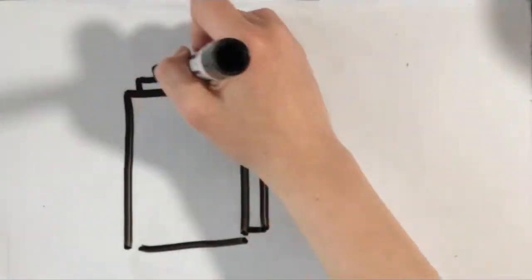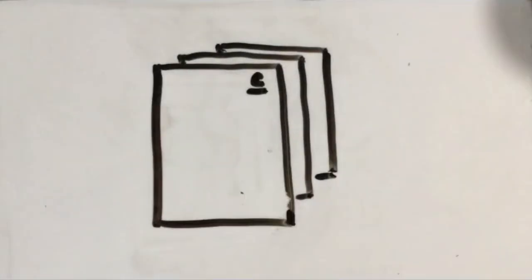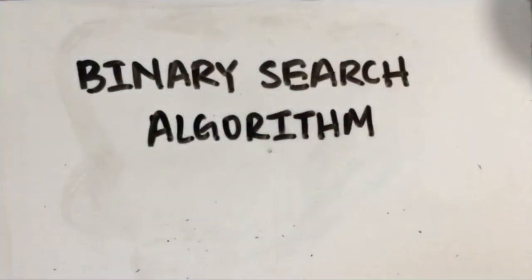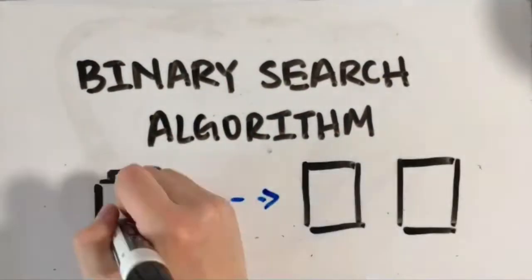One possibility would be to look through papers from top to bottom until we find the one that we want, but this would take too much work. A better way, and one of the most efficient ways of searching, would be using the binary search algorithm. Binary search is a fairly intuitive method that involves dividing up the list in halves.